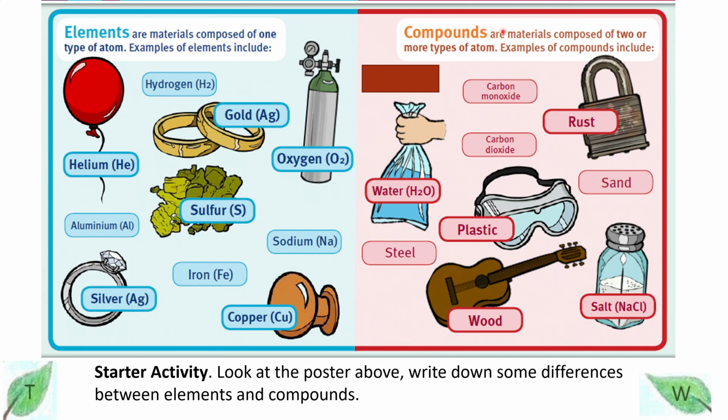Compounds. These materials are composed of 2 or more types of atom that are chemically joined together. Now that is really important, that last bit that's not written there, and we'll get on to why that's important later. Here are some examples. We've got sand, salt, just table salt, wood, steel, plastic, water, which is H2O. Notice that H is hydrogen and O is oxygen, and because you've got these 2 different atoms together, that makes it a compound.